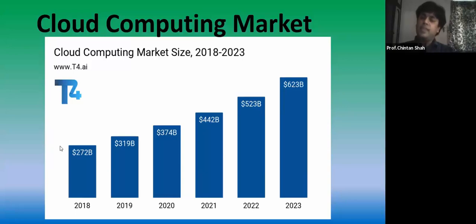Now since you have understood that cloud computing has a lot of scope, you might again have a question: why are we studying Google Cloud Platform today? Why only GCP when there are a lot of cloud service providers available in the market? To answer this question, let me go to the next slide.